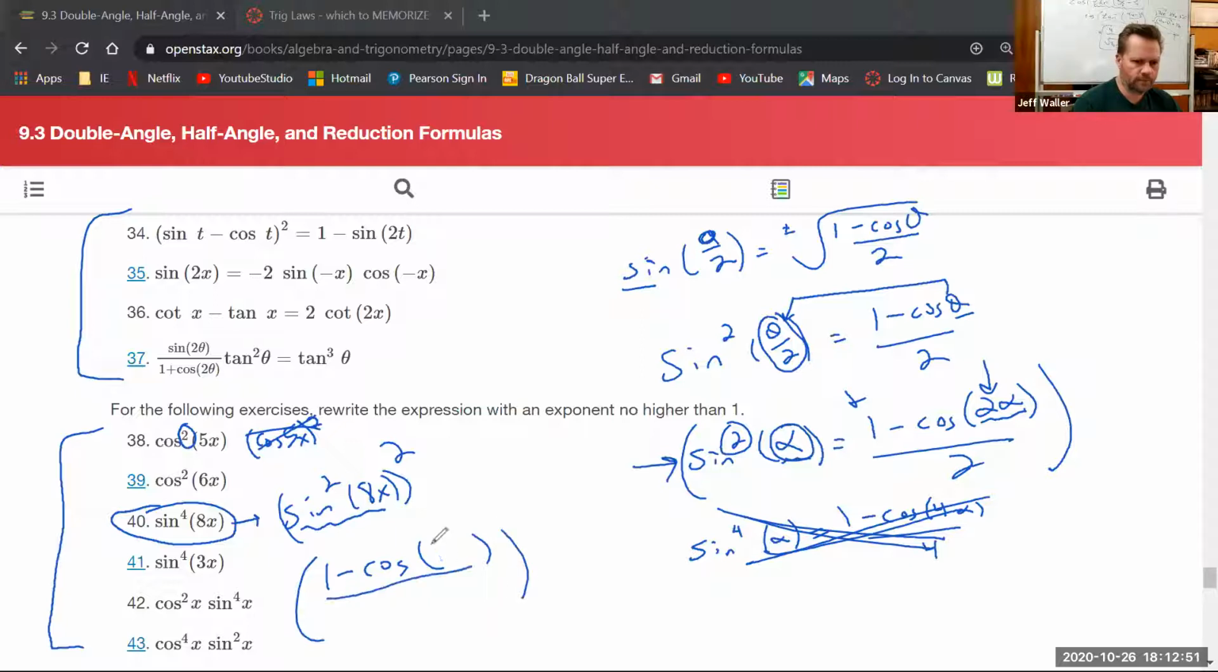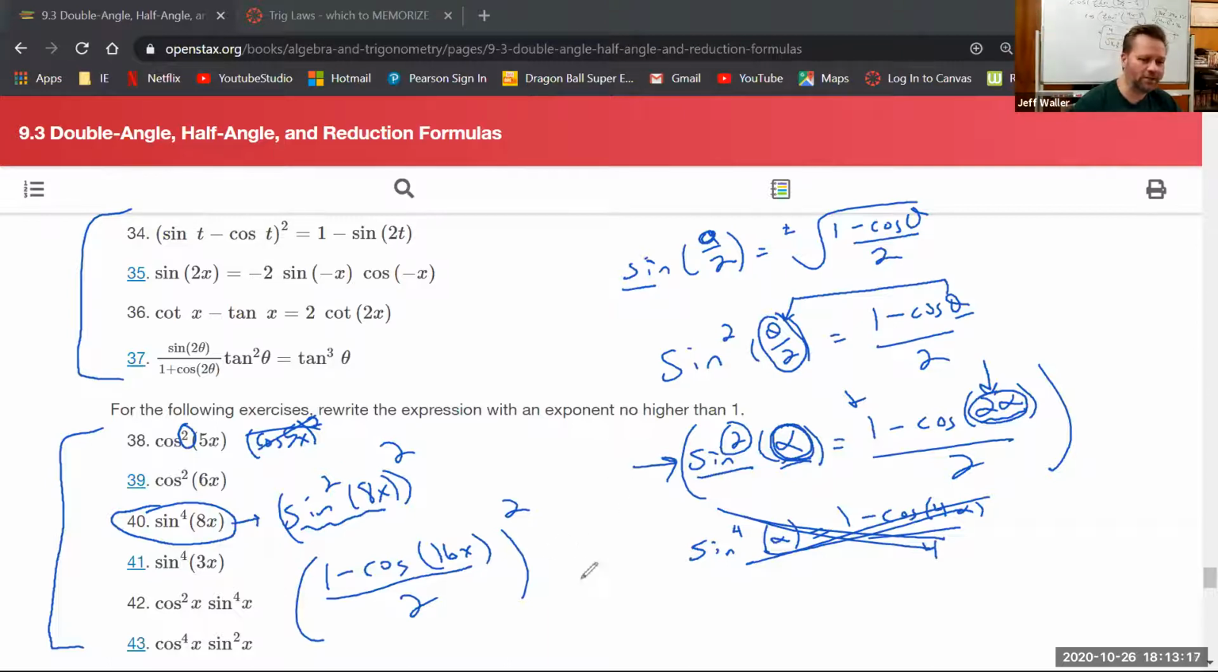16x. 16x. Does everybody see that? Whatever that is, if it's sine squared of something, it's 1 minus cosine of twice that something divided by 2. That's just what it is. We've proven that. We proved that before. All over 2, and this is squared. So guess what you've got to do?